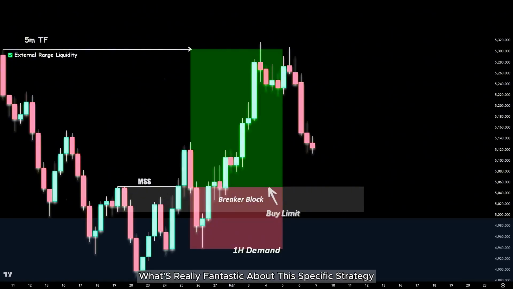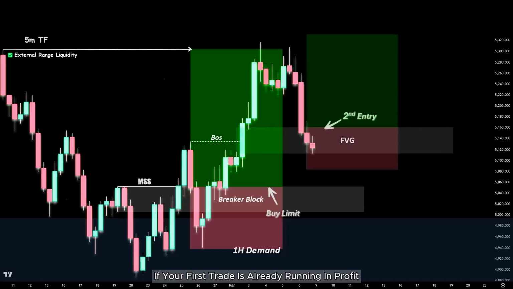And you know what's really fantastic about this specific strategy? It has a continuation rule. If your first trade is already running in profit and the market gives you a brand new break of structure, you can actually safely add a second position at the next unmitigated fair value gap.